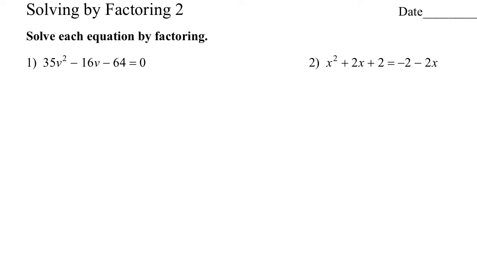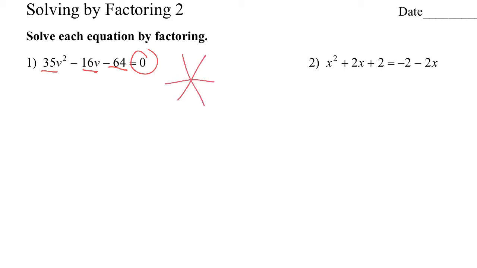So the first thing you want to do is make sure it's equal to zero, which it is, and then you want to factor the quadratic. So remember when you factor to always look for a common factor first. And so what can we divide all three of those numbers by is the question. And 16 can only be divided by 4, 8, 2, and 16. None of those are going to go into 35, so we can't do a common factor.